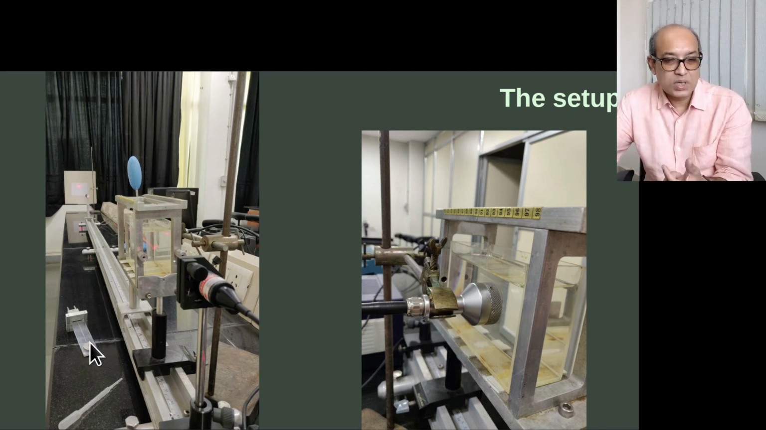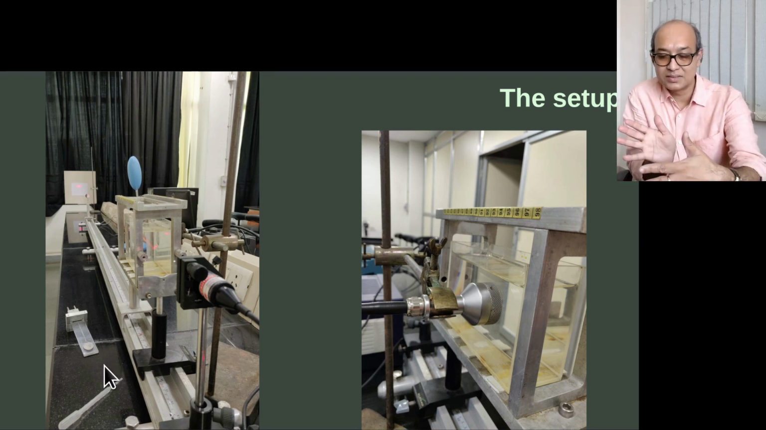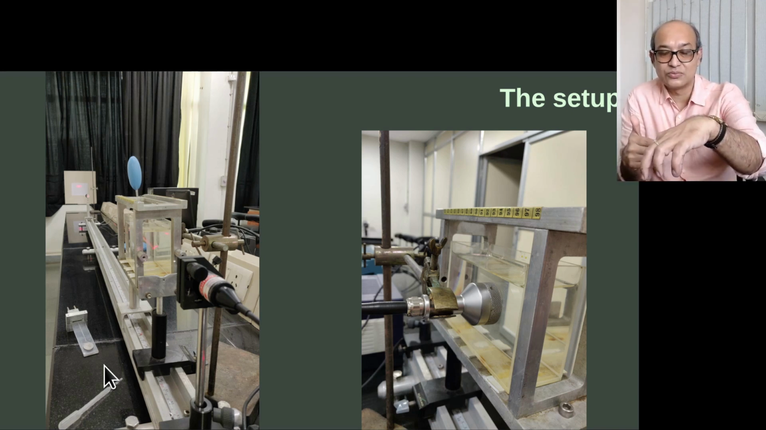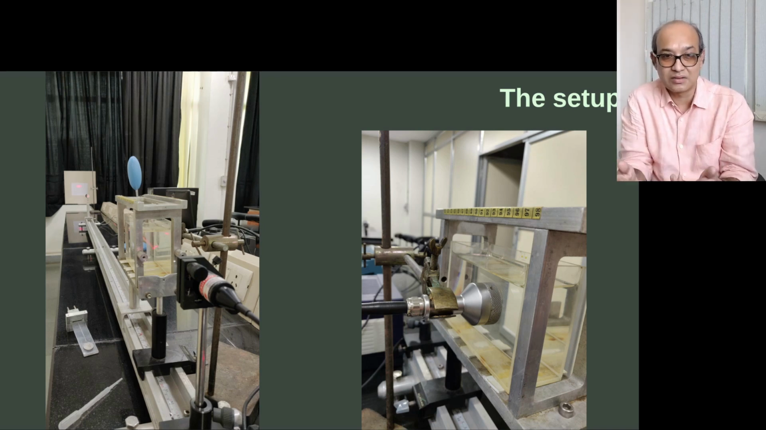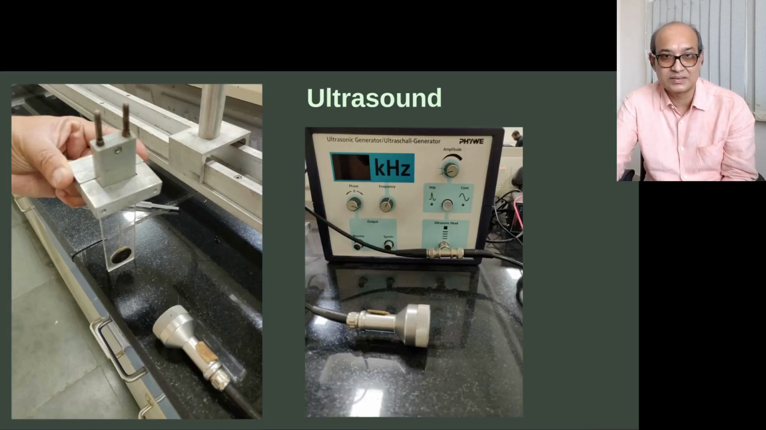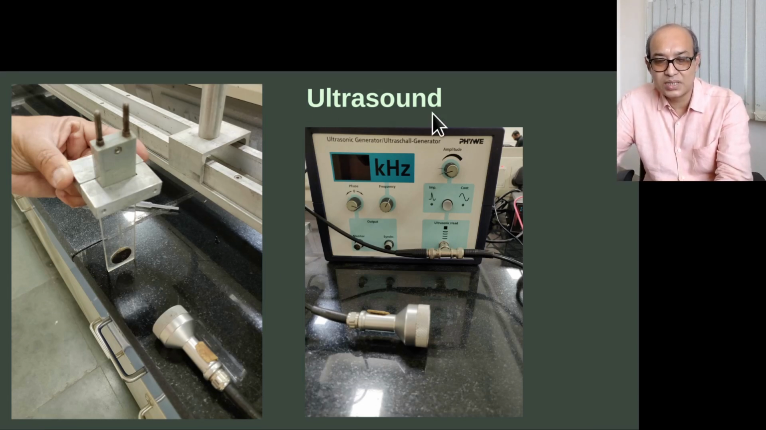There are a few other things that we use. For example, this particular gadget that is lying here is basically a receiver. The ultrasound head produces ultrasound, and we also have a receiver using which we can find out the wavelength of the ultrasound, and we'll discuss that. But before that, the ultrasound source has this appearance.